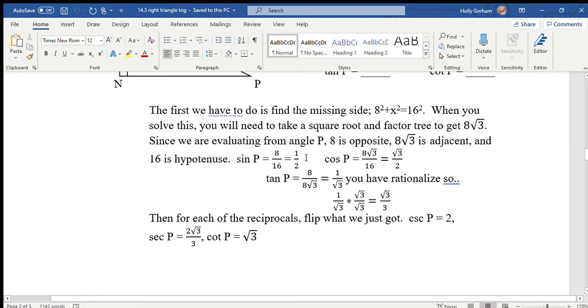So if sine is 1/2, when you flip that, that would just be 2, because we wouldn't leave it 2 over 1. If cosine is root 3 over 2, when we flip it, it would have been 2 over root 3, but you have to rationalize. And then on cotangent, instead of flipping the final answer of tangent, go back to what tangent first was, 1 over root 3. If you flip that, then cotangent is just root 3. So then you don't have to worry about rationalizing again.